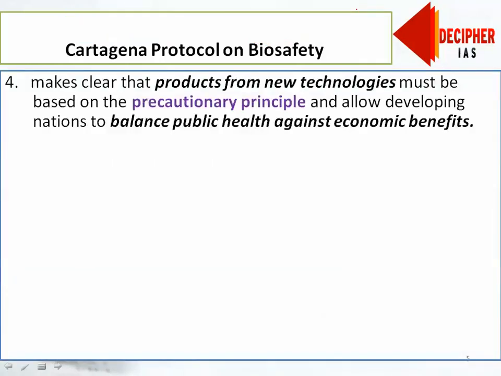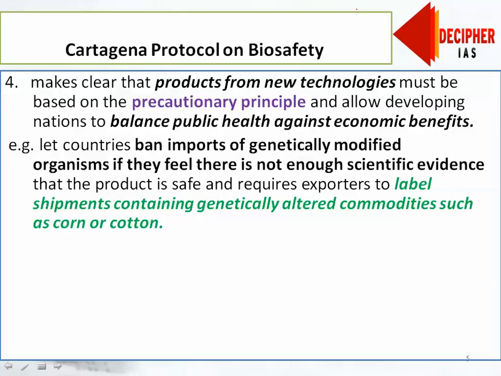Now it makes clear that products from new technologies must be based on precautionary principle, so that economic benefits should be balanced against the public health. That is, economic benefits should not be prioritized over the public health. Precautionary principle means if we don't know the ill effects of something, we should not try that. As simple as that. So it lets countries ban imports of GM organisms if they feel there is not enough scientific evidence that the product is safe, and requires exporters to label shipments containing GMOs like corn and cotton.